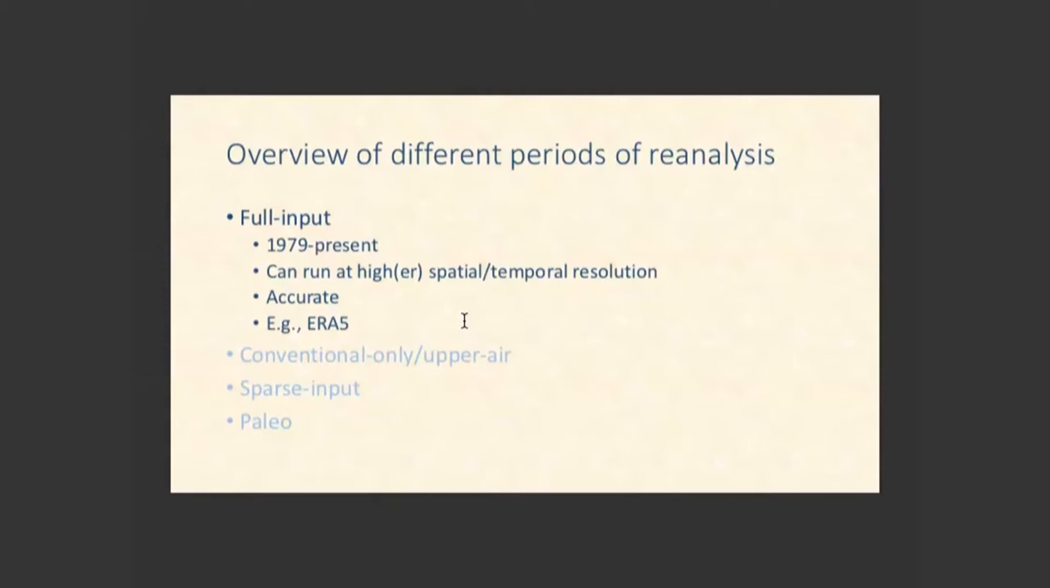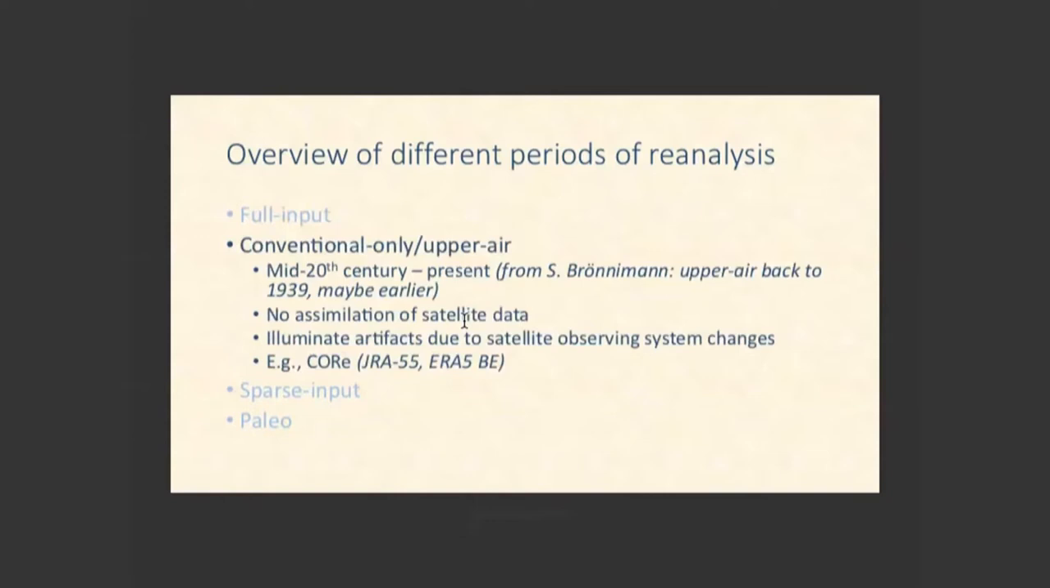But again, as I heard a lot yesterday, people want longer time series. To go back further in time while avoiding artifacts due to big changes, for example by adding in satellites, what you can do is just remove the satellites. If you're assimilating upper air observations, for instance, and I'm coming from an atmospheric background, we should be able to go back to about the mid 20th century. In a discussion with Stefan Bronneman yesterday, he suggested that with upper air data, we could go back reasonably to 1939, potentially earlier if we're willing to sacrifice our confidence in the estimates.